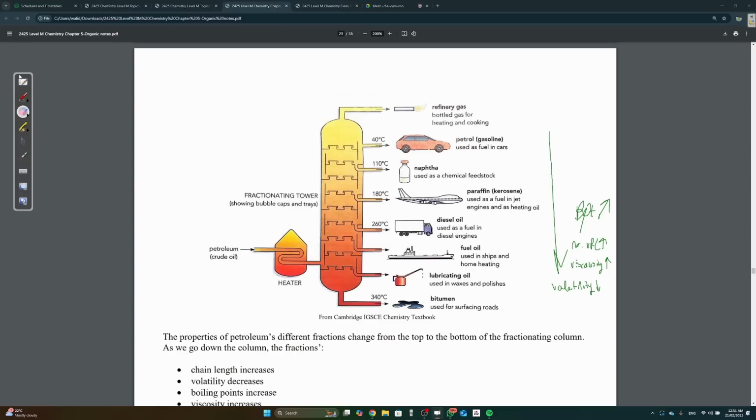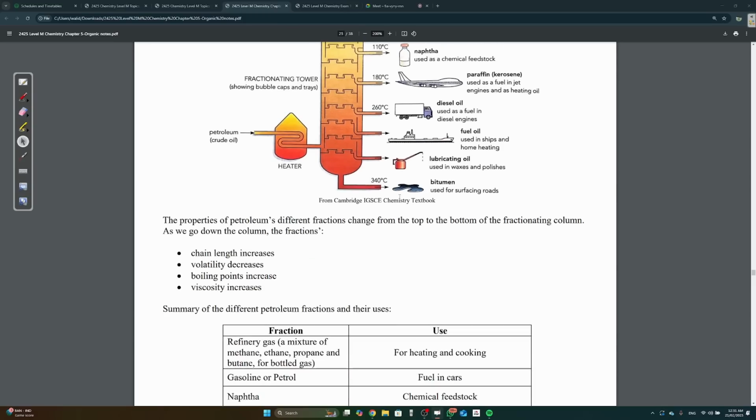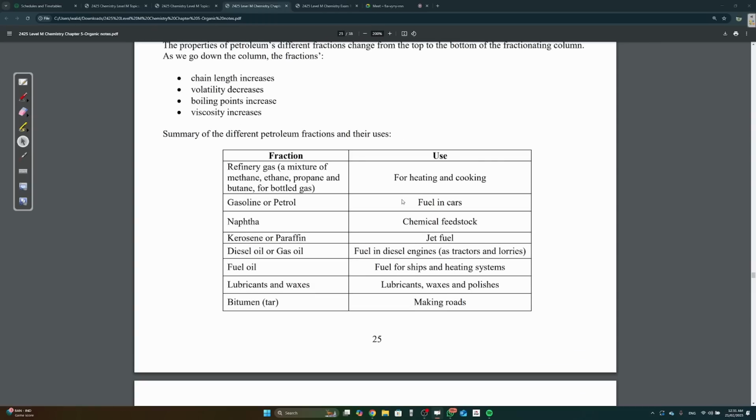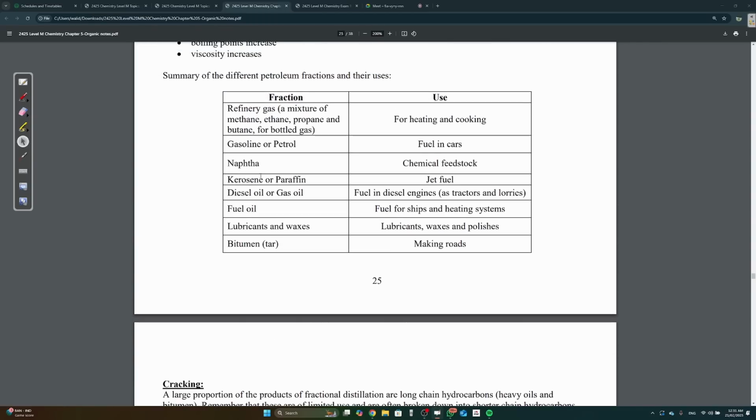Okay, that's pretty much it for fuels. Just take a look at these. You need to know these. Like 340 degrees Celsius, bitumen used for surfacing roads. And then lubricating oil, fuel oil, diesel oil, paraffin, kerosene, which is for fuels and jets, naphtha, chemical feedstock, petrol, and petrol is the last one. And then the ones that don't condense go up as gases for cooking and heating. So you need to know this. Go take a look at it. Pause and read over it.